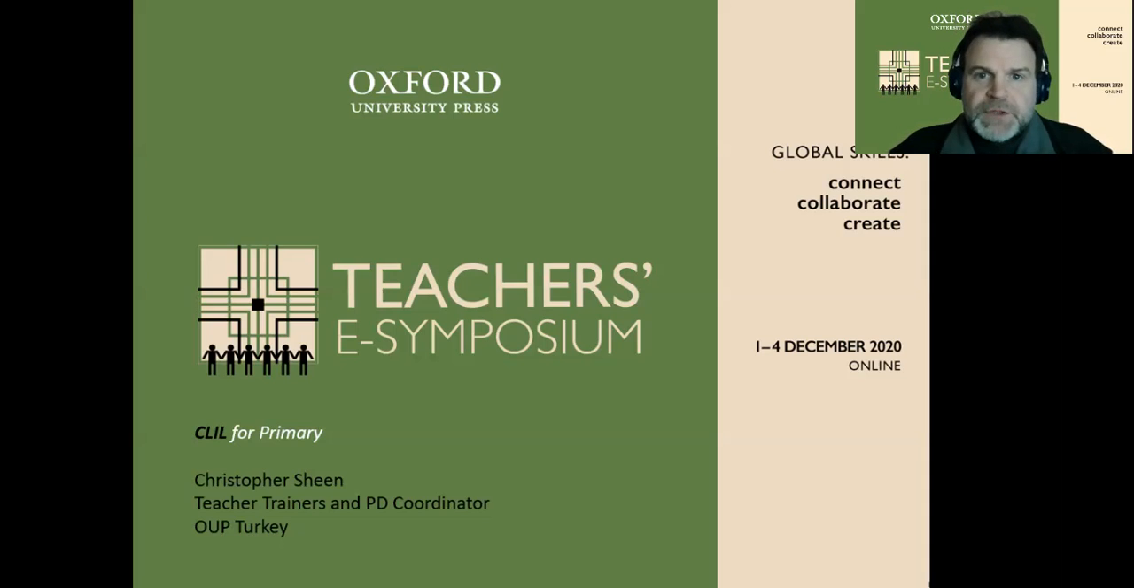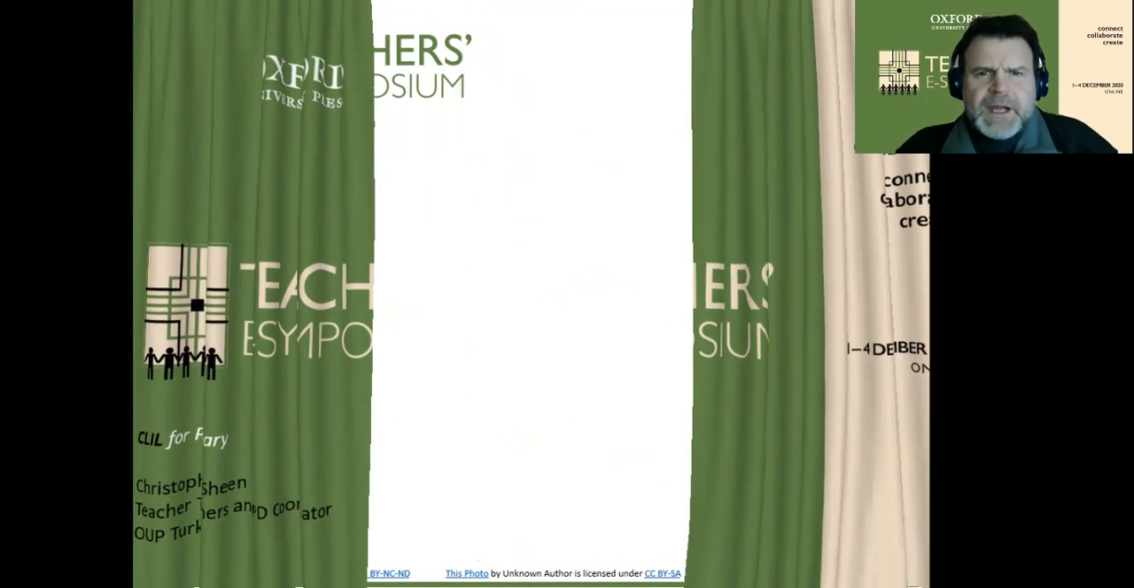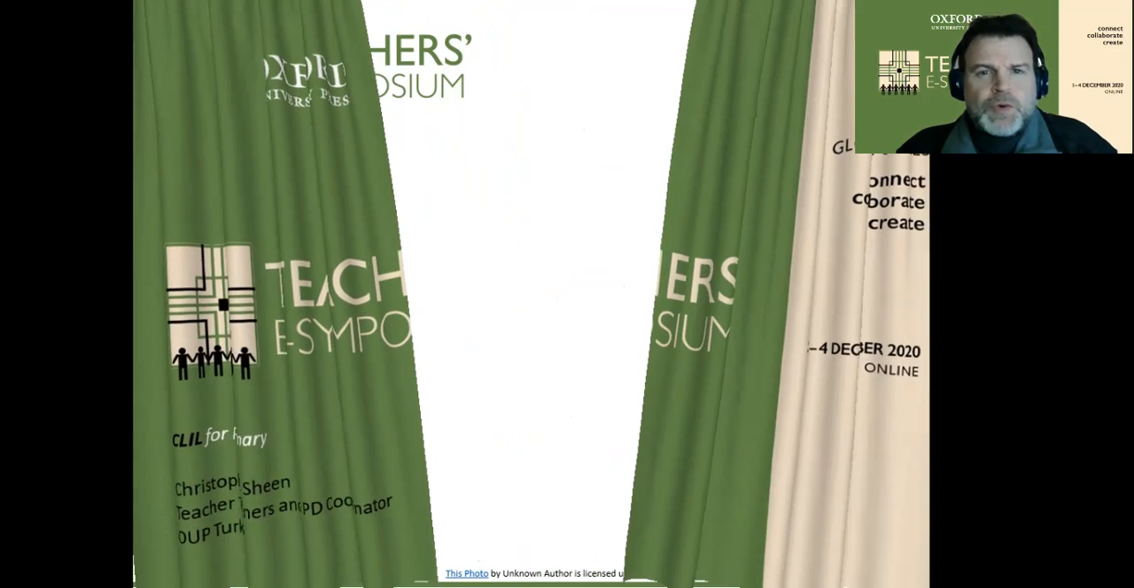My name is Christopher Sheen, and I work with Oxford University Press, and I'm based here in the office in Turkey, in Istanbul. Now, when I was asked to share some thoughts on CLIL and give the presentation for today, the first thing I thought of was, who might be my audience?